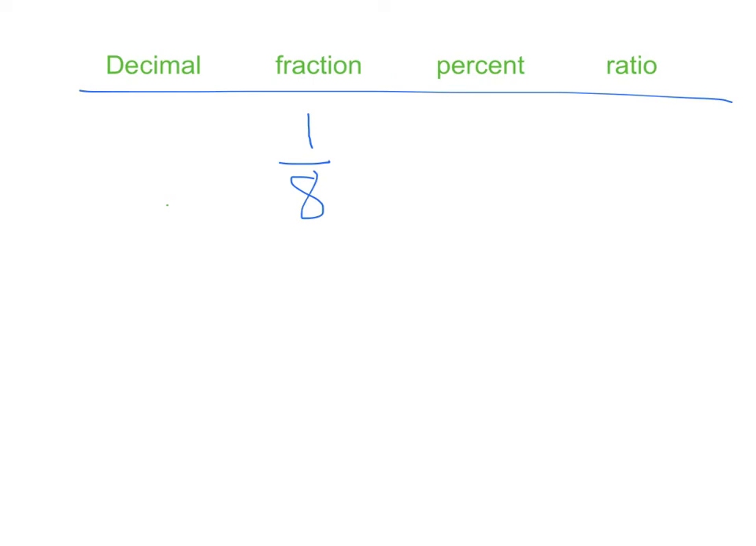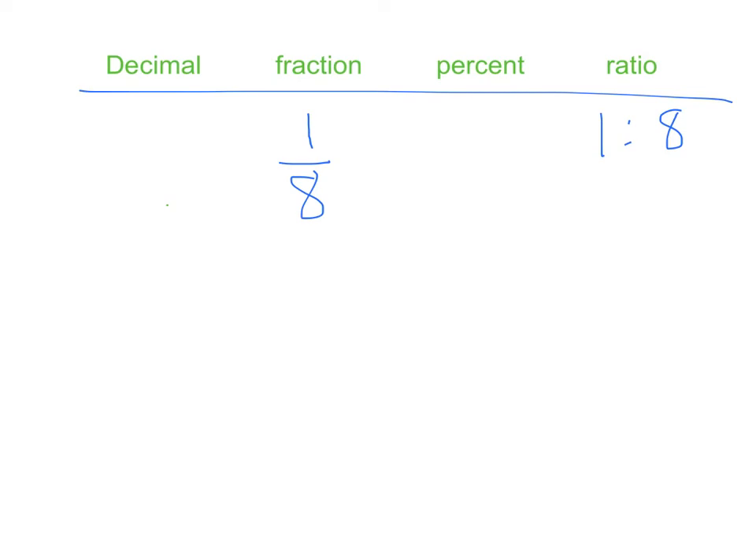We have the fraction 1/8. Well, whatever's easier for you, do that one first. In my opinion, fraction to ratio is pretty easy. When I have that fraction 1/8, that means I have the ratio 1:8. I just want to make sure I put it in the appropriate spot as far as answer-wise.